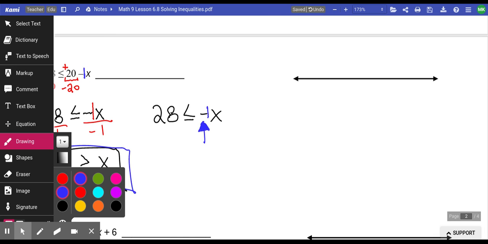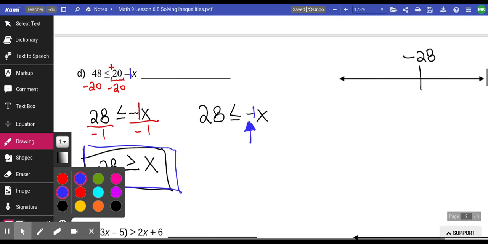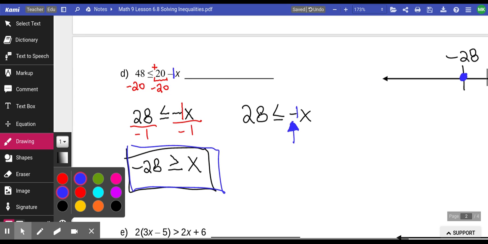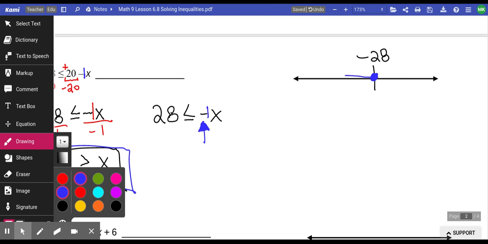If we're graphing that, so we have negative 28. We are allowed to equal it, so we do an equal sign with a dot. And we want to be less than negative 28, so we're going this way.